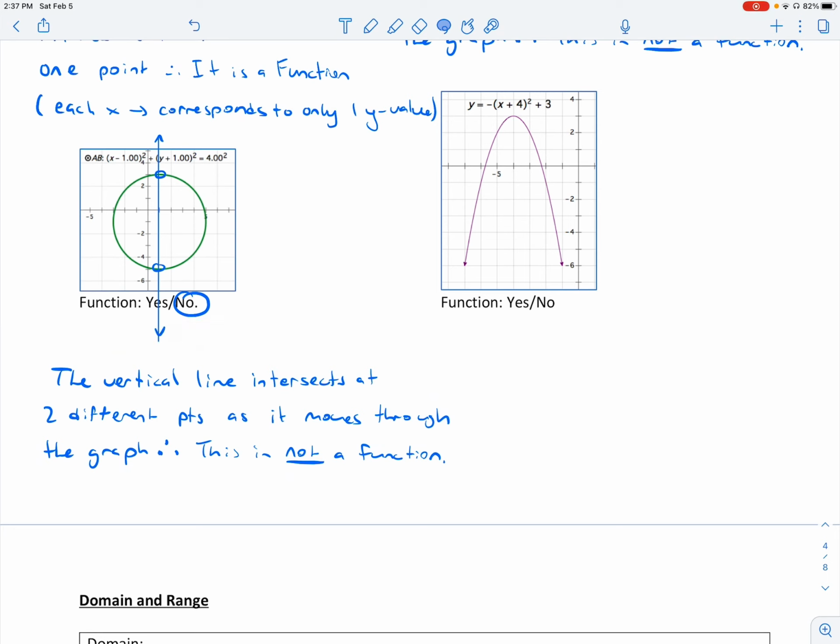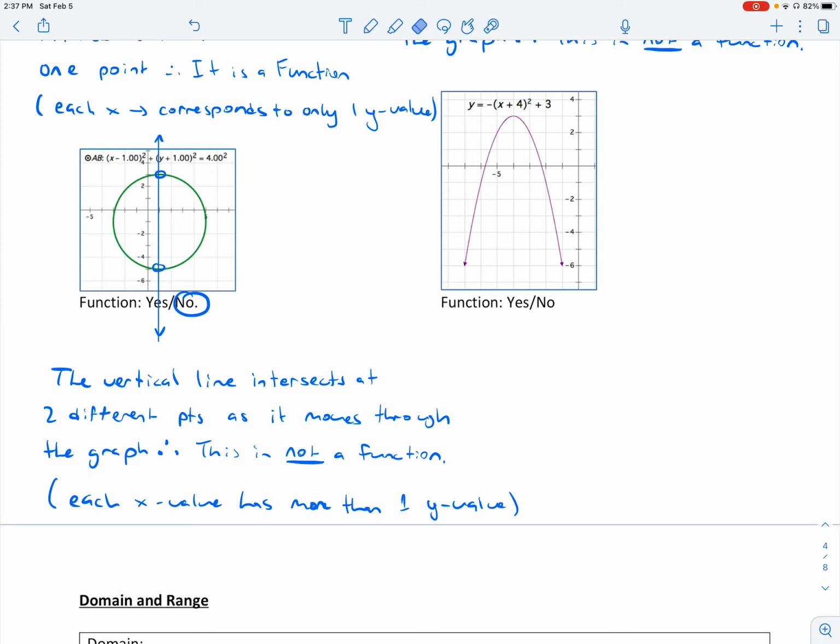I'm actually going to copy my same answer from before. The vertical line intersects at 2 different points as it moves through the graph, so therefore that is not a function. Just to elaborate a little bit, we could say each x value has more than one y value, so that breaks the rule for a function.